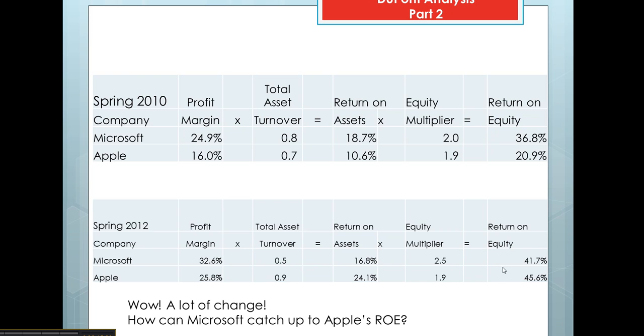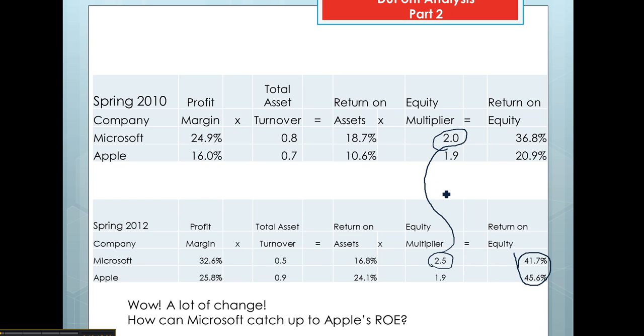When we left off, we were talking about the difference between Apple's and Microsoft's return on equity in the spring of 2012. And we compared Microsoft's return on equity of 41.7 to Apple's 45.6, over double of what it was before. What happened? Well, equity multiplier. Here's a change. Microsoft went from 2 to 2.5. How'd they do that and why?